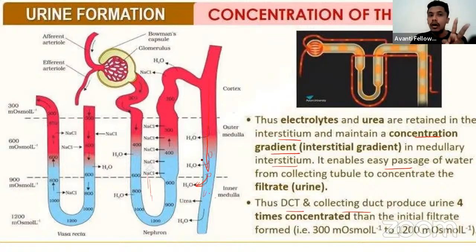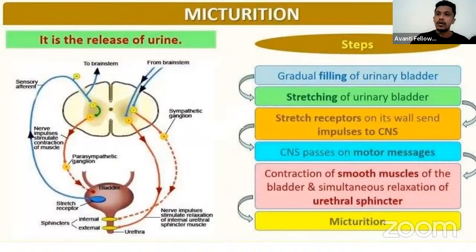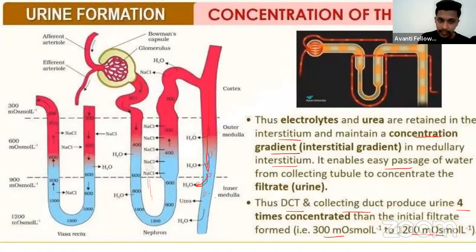So here the two most important portions of the kidney are the DCT and the collecting ducts. Because of this mechanism, the urine, or the filtrate, gets more and more concentrated. How many times does it get concentrated? Around 4 times. Initially the filtrate formed is only 300 milliosmolar, and then it changes to 1200 milliosmolar. So this is how the exchange happens between the ascending loop and the vasa recta, and it helps in the concentration.